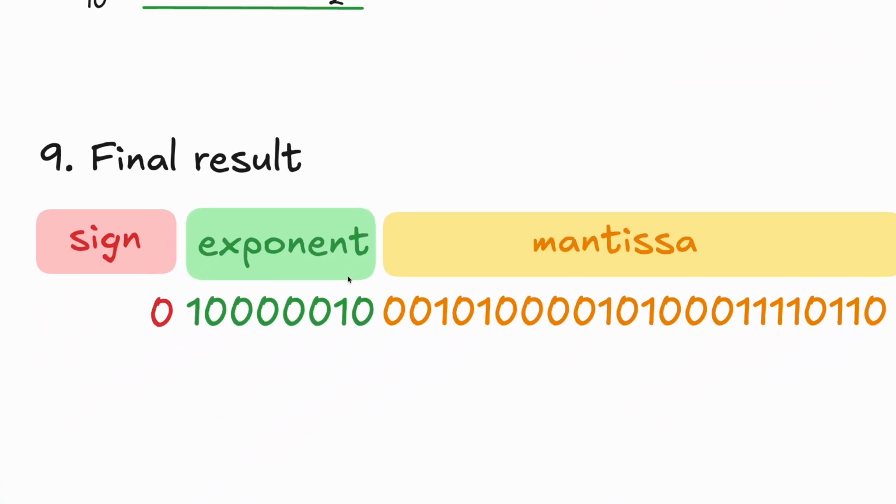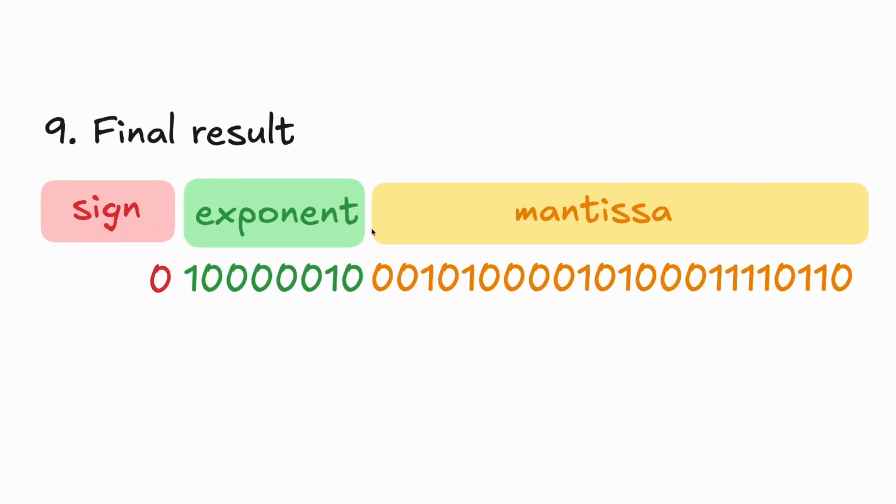Finally, we have our result. We connect all the blocks together, the sign, the exponent, and the mantissa, and there we have it, exactly 32 bits representing our stored floating point number.